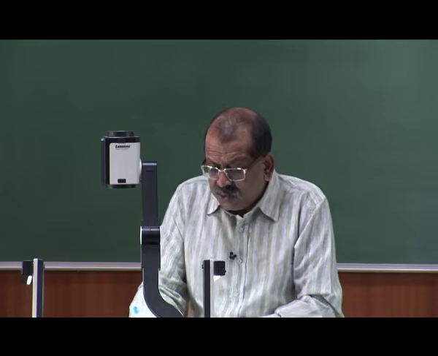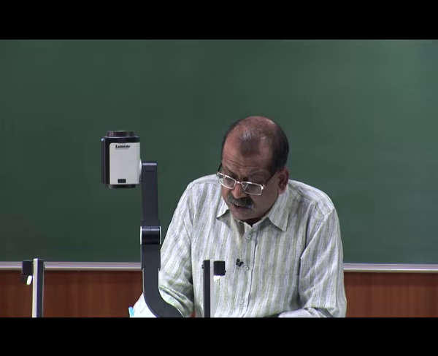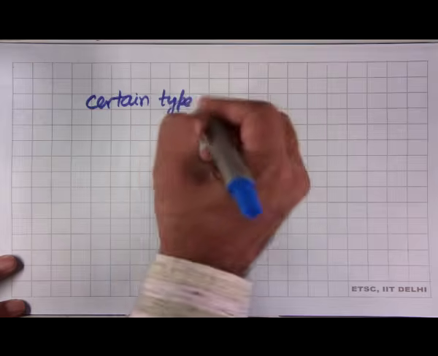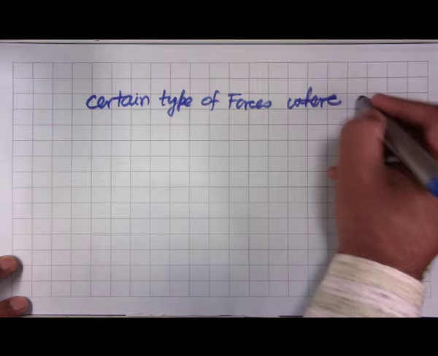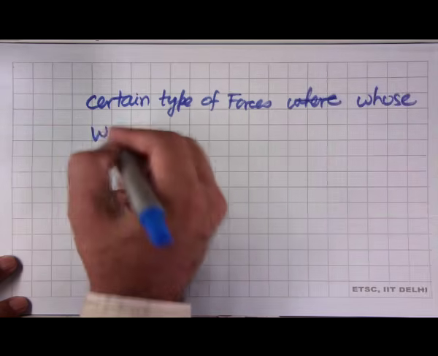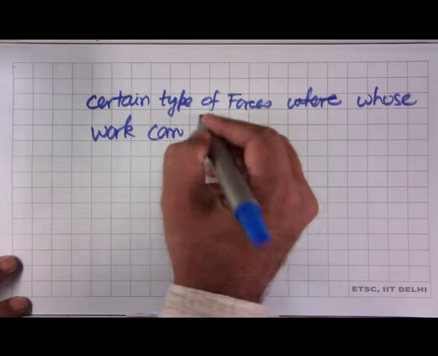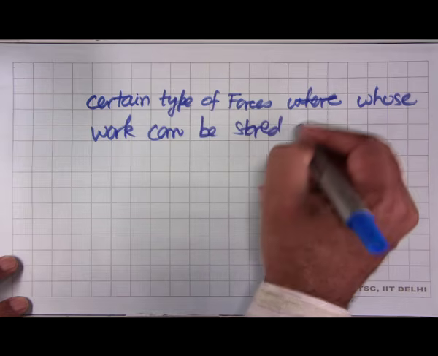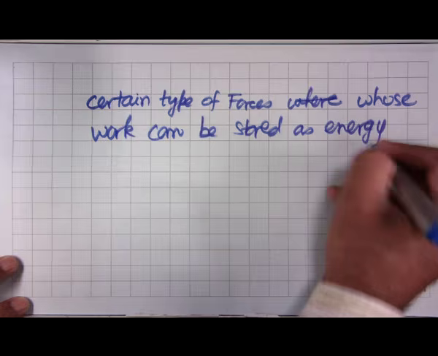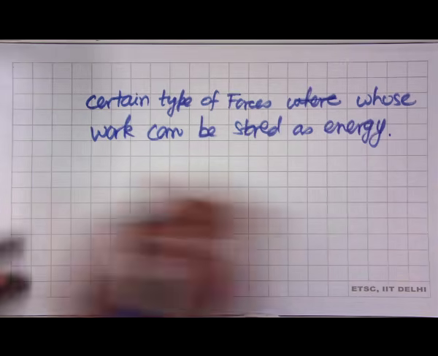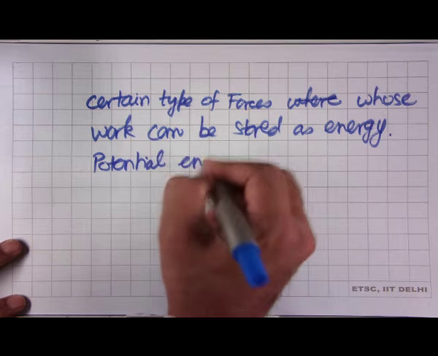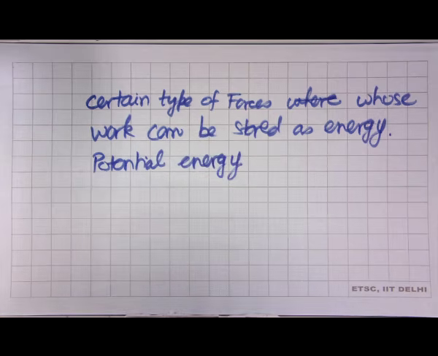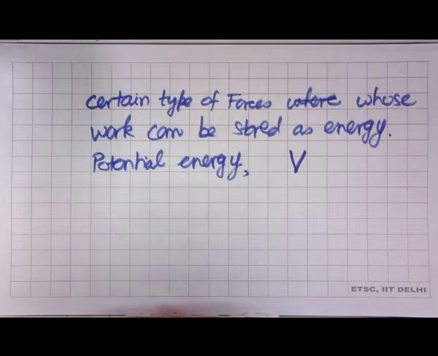So, based on this we can say that there are certain types of forces whose work can be stored as energy, and this energy due to these forces we will refer to as potential energy. The symbol which we will use for potential energy will be V.